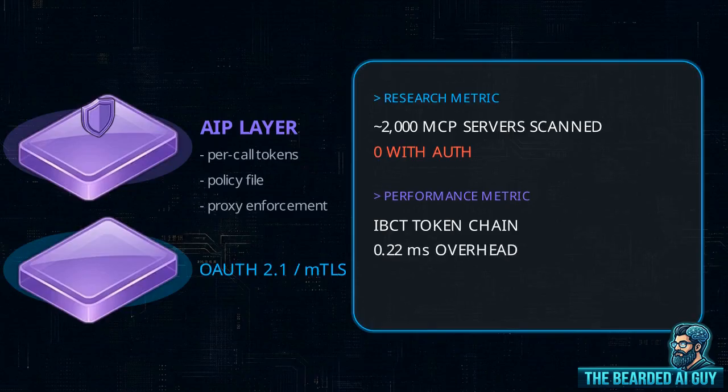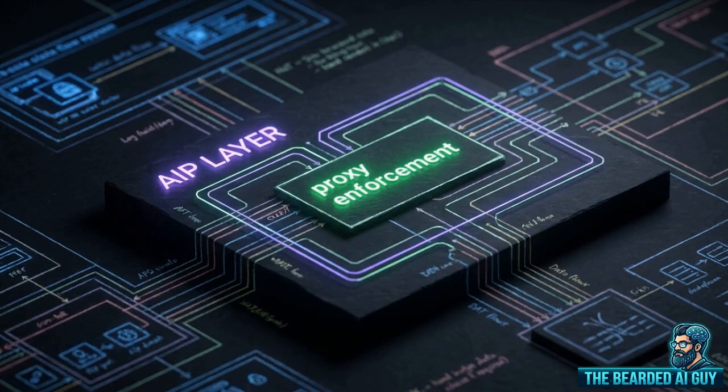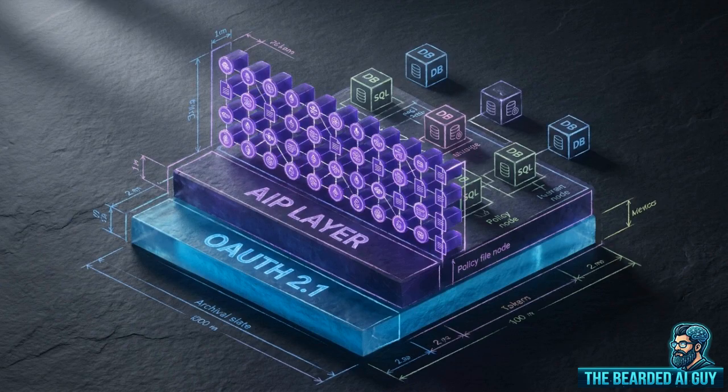His proposed IBCT token chain added only 0.22 milliseconds of overhead while successfully rejecting every unauthorized attack attempt during testing. The technical cost of closing this authorization gap is negligible. In a production framework, leaving the identity and policy layer unaddressed creates an unnecessary security risk.